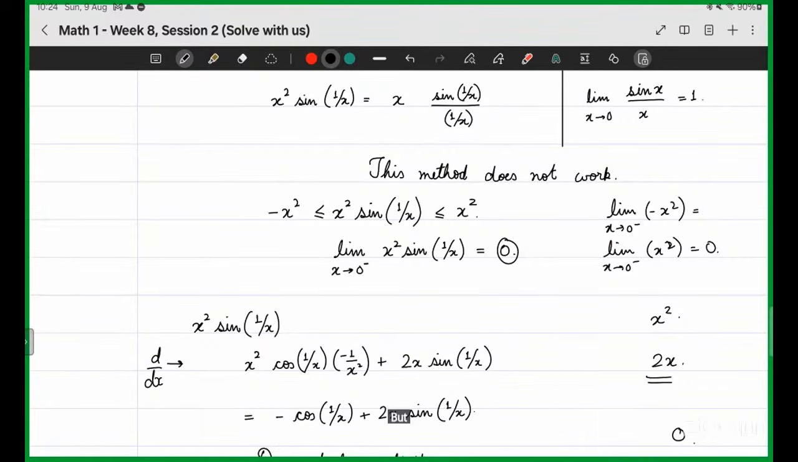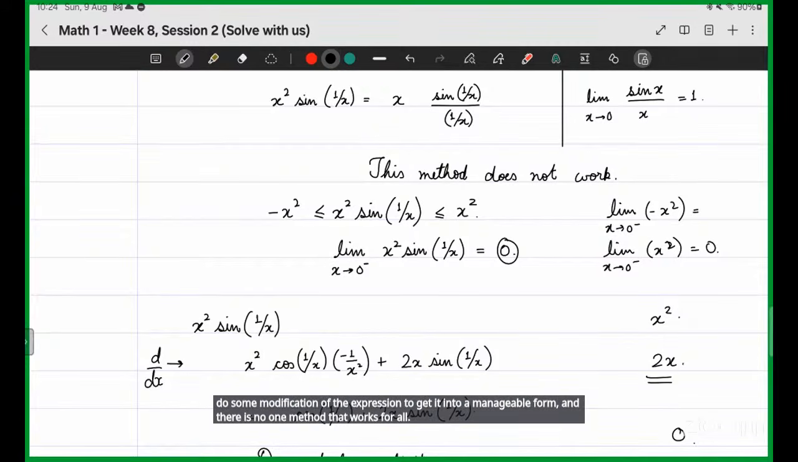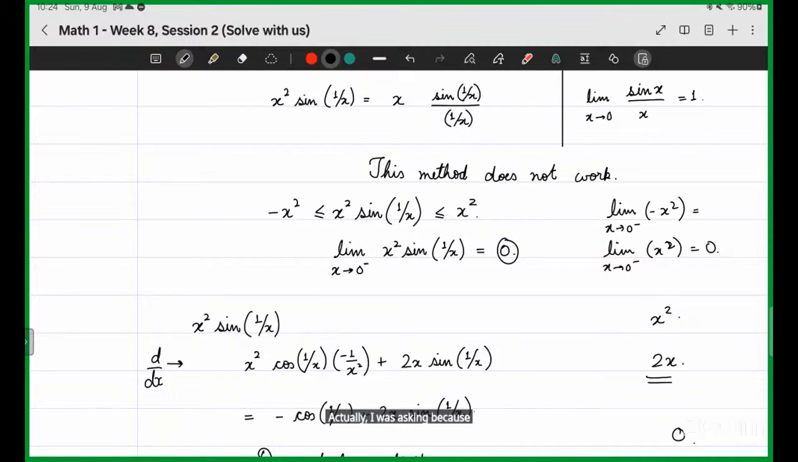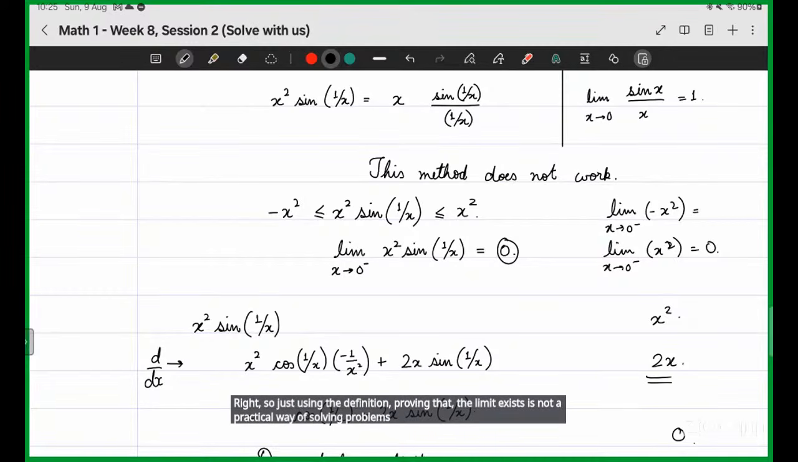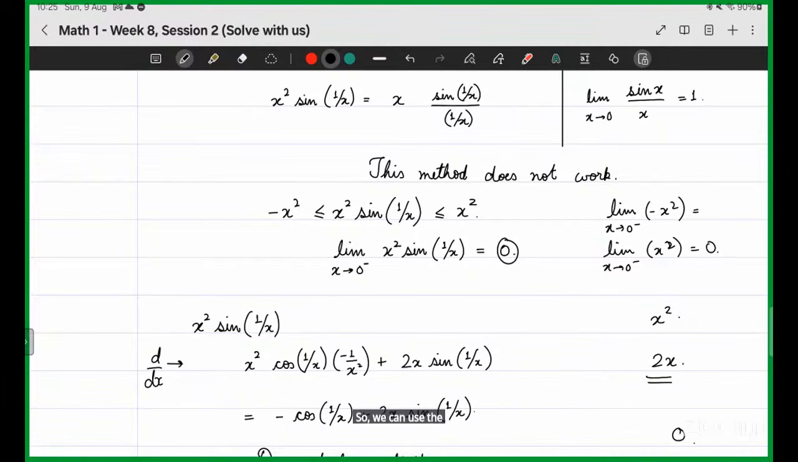But if not, then you'll have to do some modification of the expression to get it into a manageable form. And there is no one method that works for all. Actually, I was asking because the definition says what you told about the sequence thing. That's why I was asking. Right. So just using the definition, proving that the limit exists is not a practical way of solving problems. So we can use the L'Hopital rule and this sandwich theorem or substitution. Yes. If either of those three work, then you're in good shape.